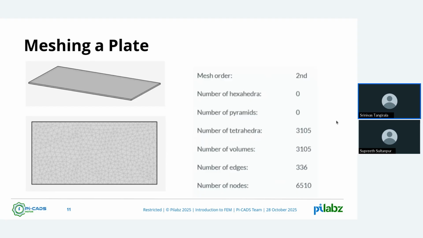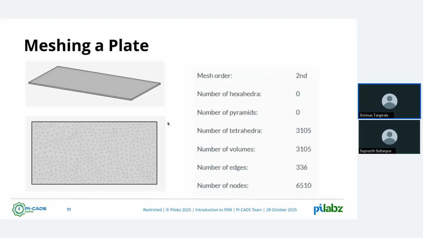divided into elements, and volumes. Well, of course, the number of volumes is equal to the number of tetrahedra, so that is why the number is the same, 3105. The number of edges. Each element is defined by edges and vertices, which are called nodes. So the nodes are 6510 and edges are 336. So that's how the algorithm works to divide the whole geometry into these small elements.